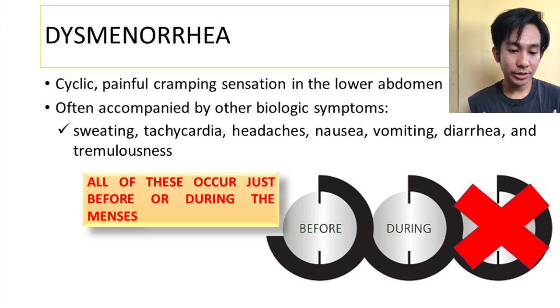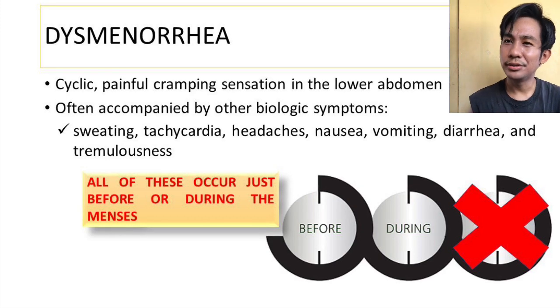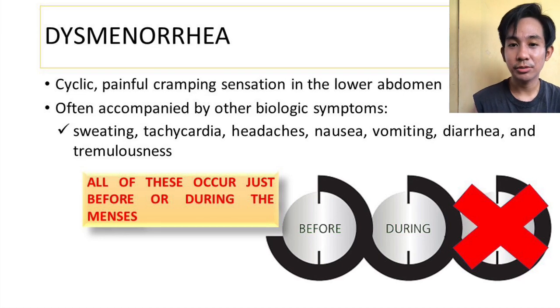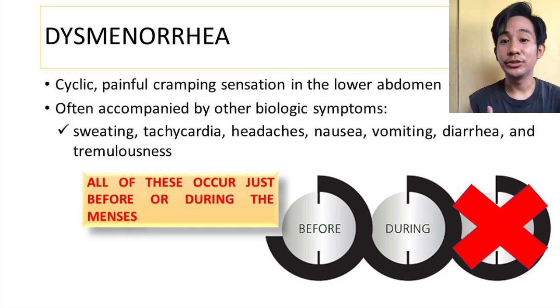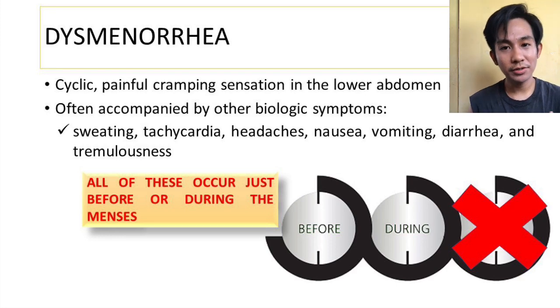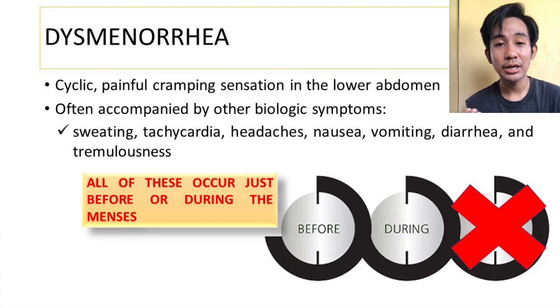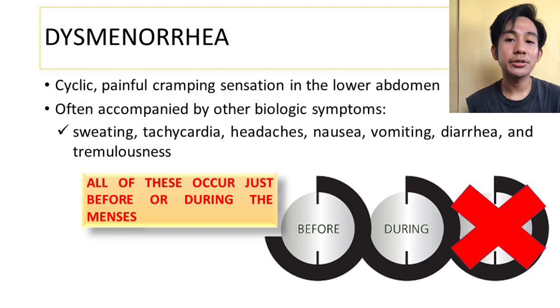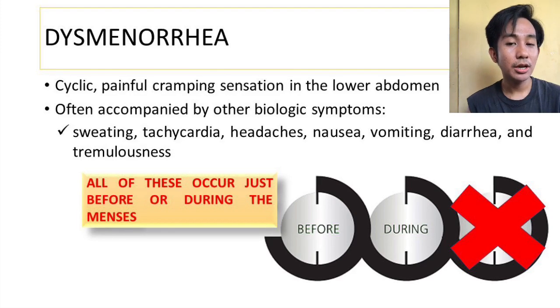Now, when you ask your patient when these signs and symptoms occur, the woman will tell you they occur before or during her menstruation, not after, because within 12 to 72 hours, the pain and the other manifestations will gradually disappear. Again, take note: pain plus other manifestations, and this will occur before or during the menstruation.